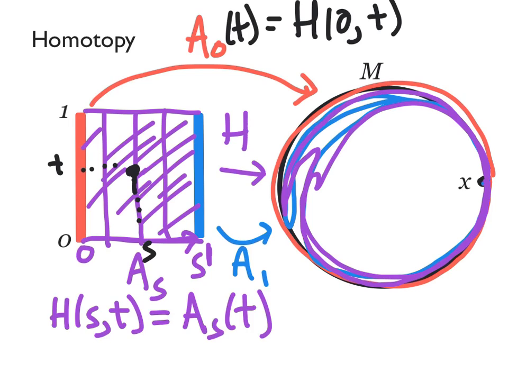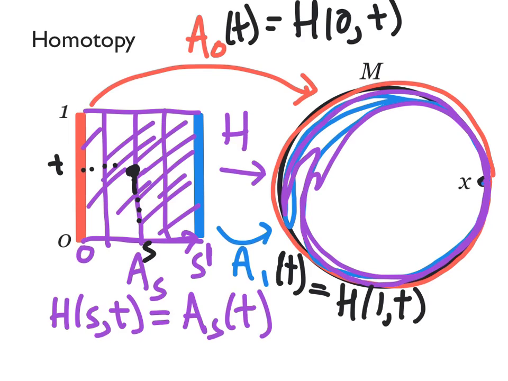Similarly, along this blue edge at the right hand side, that is at s equals 1, we need a1 of t to be h1 of t. In other words, this homotopy goes between the loops a0 and a1.